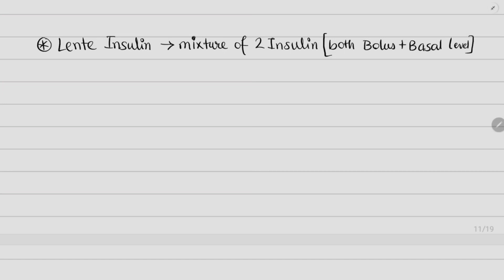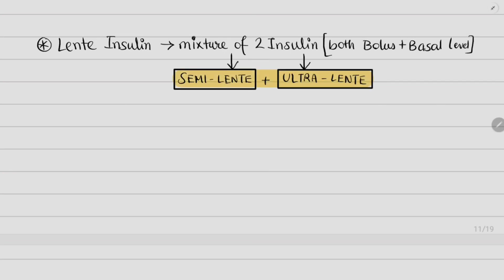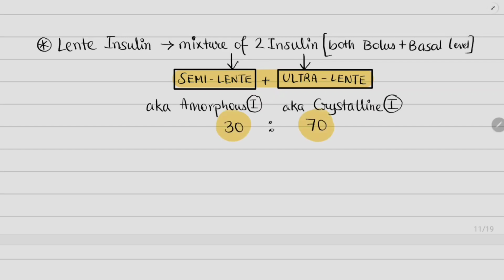Now remember, the lente insulin that you studied under intermediate is already a mixture of two insulin, both bolus and basal level. Now these two insulin are semi-lente and ultra-lente. That semi-lente also known as amorphous insulin, and ultra lente, also known as crystalline insulin. Now these are used in the ratio 30:70. Now the diagram of the release of insulin looks like this. Semi-lente is actually short acting and ultra lente is actually longer acting than semi-lente.